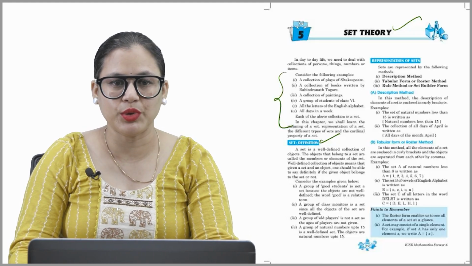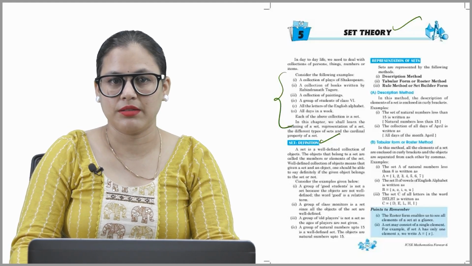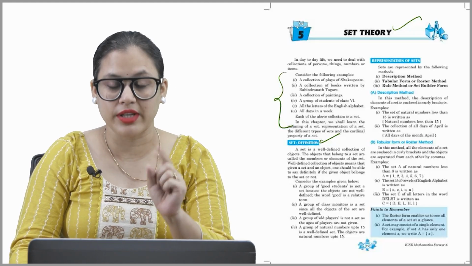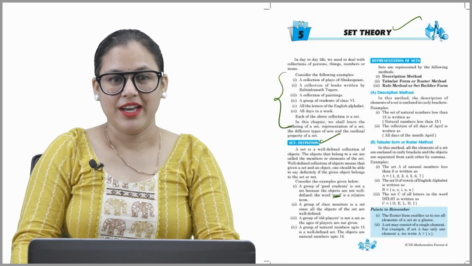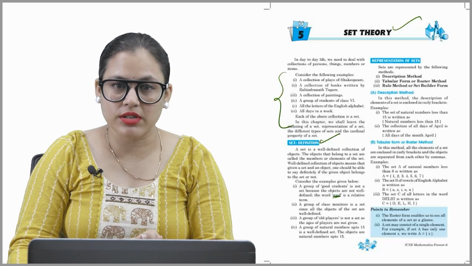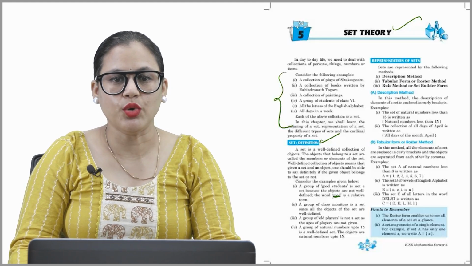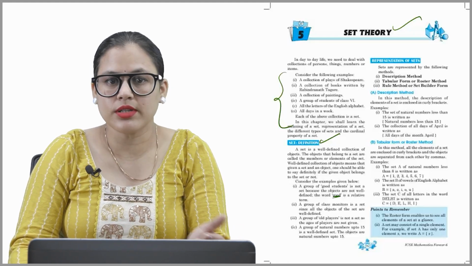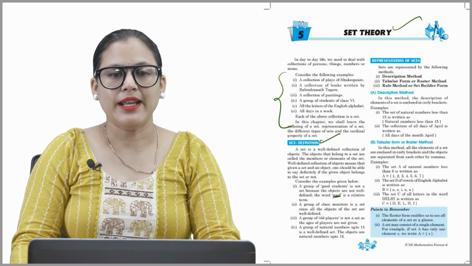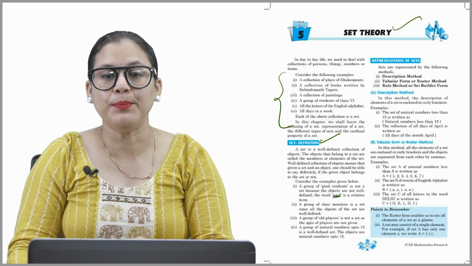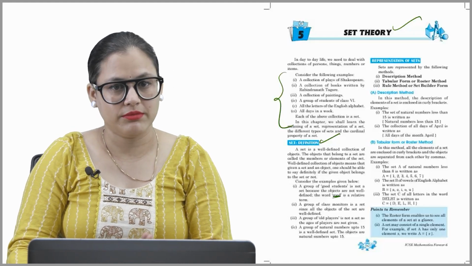Consider the examples given below. Number 1, a group of good students is not a set because the objects are not well-defined. The word good is a relative term. Number 2, a group of class monitors is a set since all the objects of the set are well-defined. Number 3, a group of old players is not a set as the ages of players are not given, right? And number 4, a group of natural numbers up to 15 is a well-defined set. The objects are natural numbers up to 15.